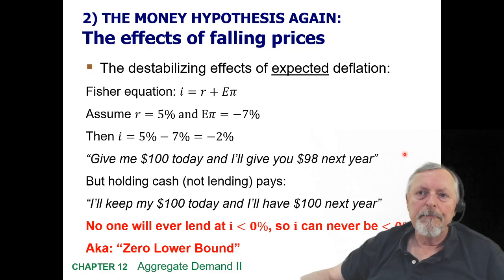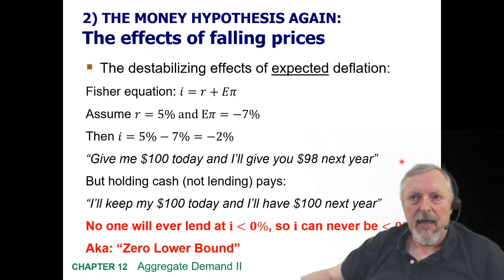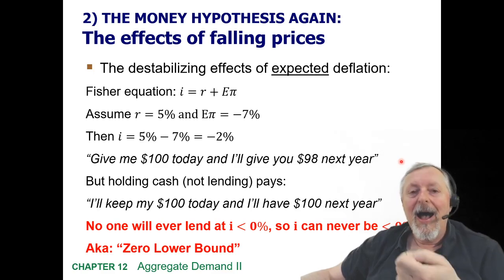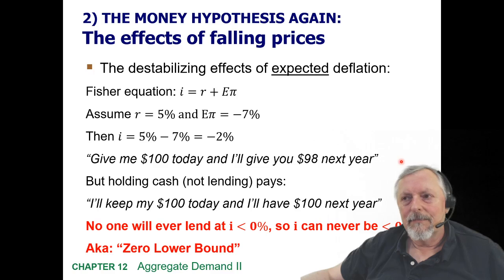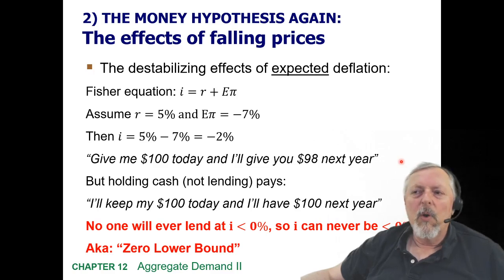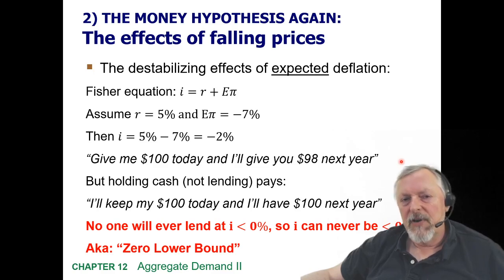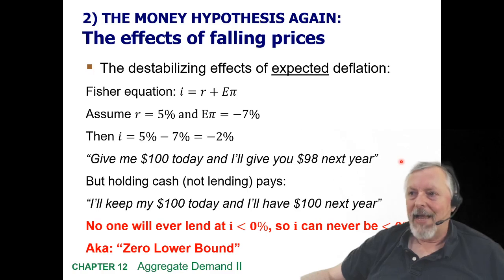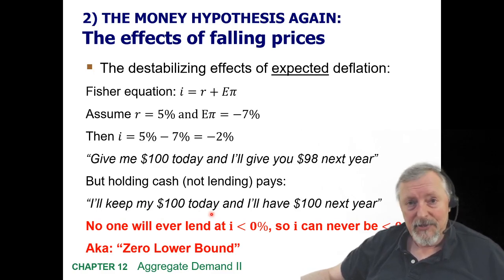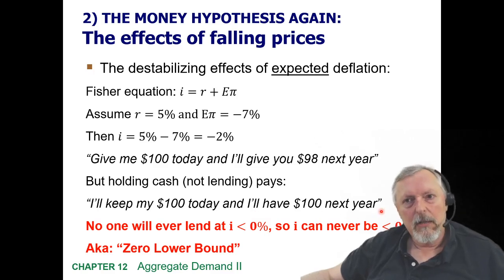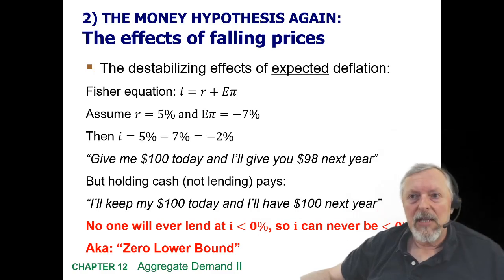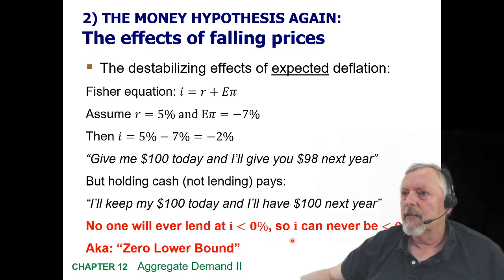That's the same as saying, give me $100 today, I'll borrow it from you, and in a year, I'll give you $98. But what's the return on holding cash, of not lending at all? Well, I'll keep my $100, won't lend it to anybody. I'll just put it in a jar. And a year from now, I'll have $100. Well, that's a better deal. Therefore, no one will ever lend at a nominal rate less than 0%. So the nominal rate can never be negative. This is called the zero lower bound problem.